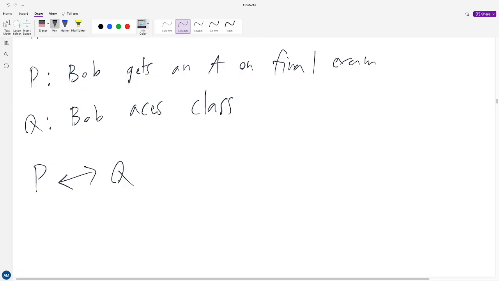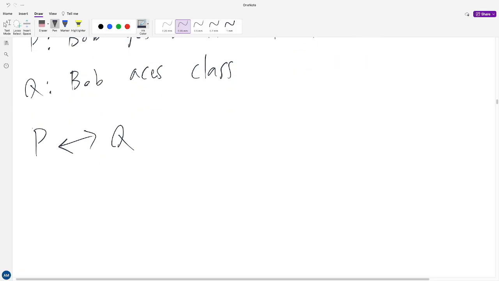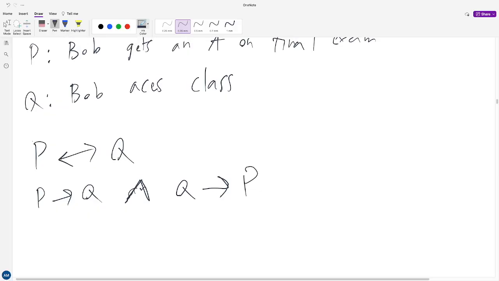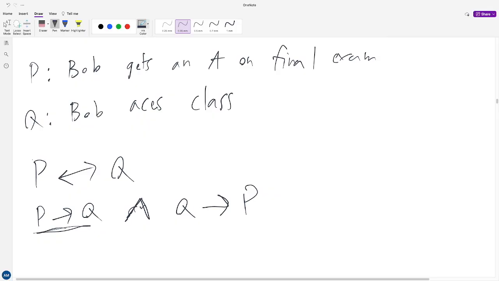And why do I say this? Because, let's go to this first part. It's just saying P implies Q and Q implies P, right? So let's consider this statement first, and let's suppose that P is true. Bob gets an A on the final exam. Then because the final exam is 100% of the grade, it's the whole grade, if he gets an A on his final exam, of course he's going to get an A in the class, right? So we have this statement holds.